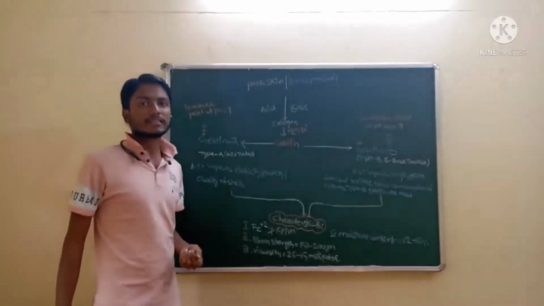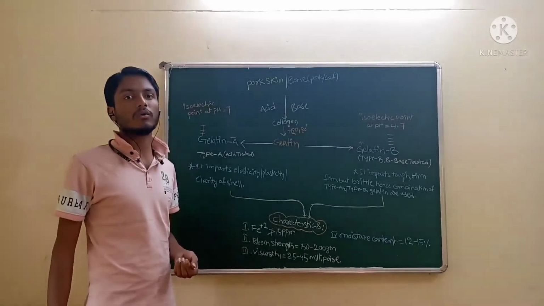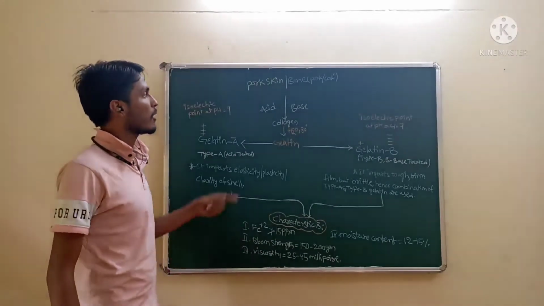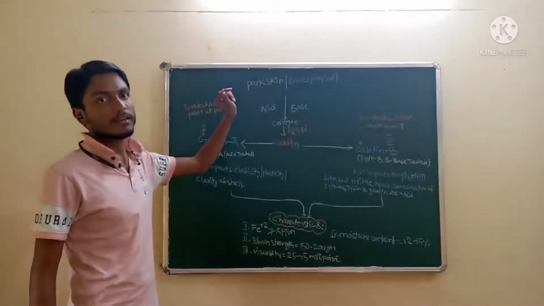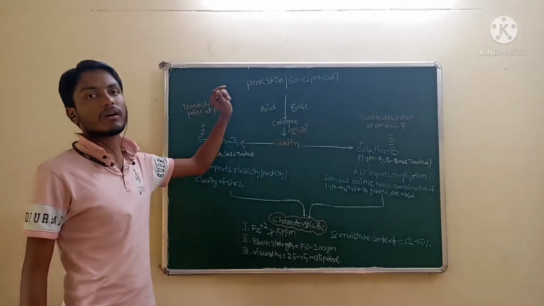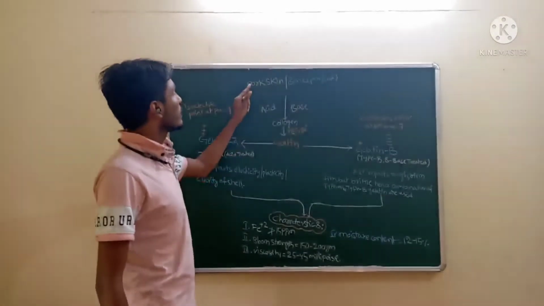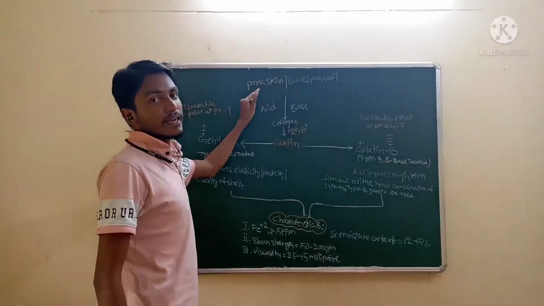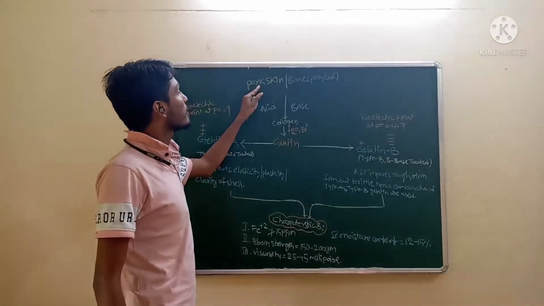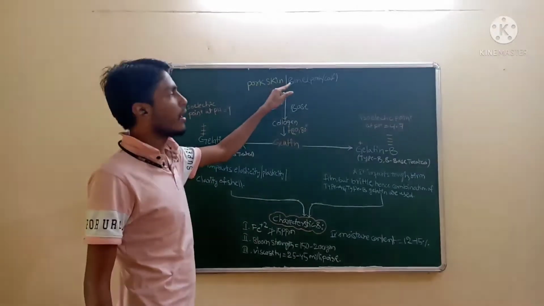Now the topic is extraction of gelatin. How can we extract the gelatin for the preparation of a capsule? Gelatin can be extracted from either pork skin or bone.